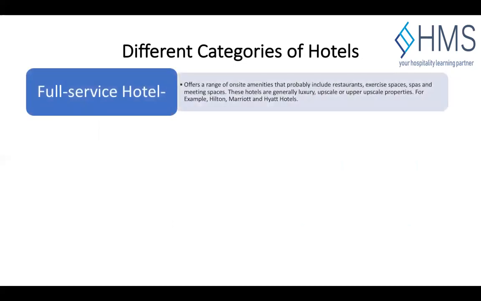Now there are full service hotels. They offer a range of on-site amenities, and these amenities include restaurants, meeting spaces, exercise spaces, gyms, spas, etc. And they are usually luxury, upscale or upper upscale properties. For example, the Hilton Group, the Marriott Group, and the Hyatt Group of hotels.